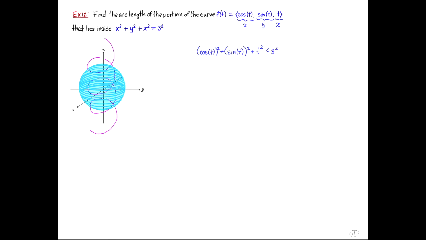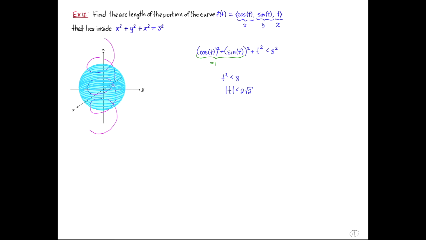We know that cosine squared t plus sine squared t is equal to 1. Subtracting 1 from both sides of our equation, we have t squared is less than 8. Taking the square root of both sides, we have the absolute value of t is less than 2 times the square root of 2. To find the arc length, we could let our bounds go from negative 2 root 2 to positive 2 root 2.